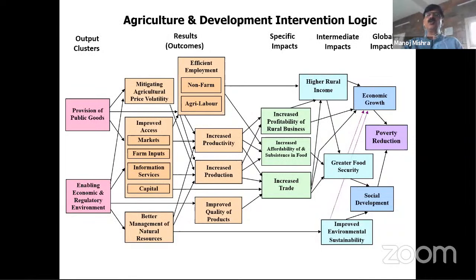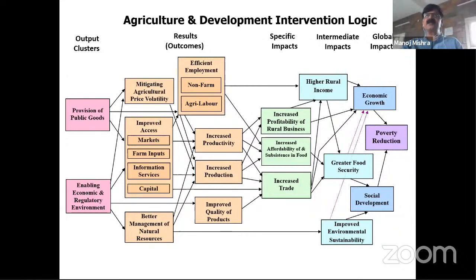This leads to efficient employment, because there are services resulting out of it, both in the non-farm sector and in agricultural labor. Of course, this is an increased productivity domain, which is also important to look at. Improved quality of products is what customers are nowadays appreciating. This is leading some people towards increased profitability of rural businesses, increased affordability and subsistence in food, and of course trade.